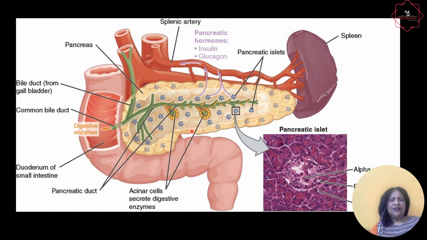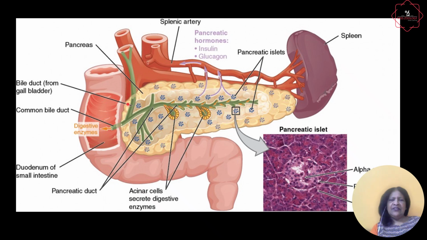This gland has a lobulated structure divided into 3 parts. One, the head part, followed by a body and then a tail. This head part generally sits on the right side of the body.